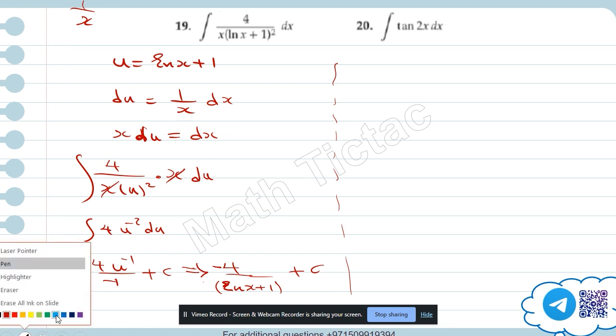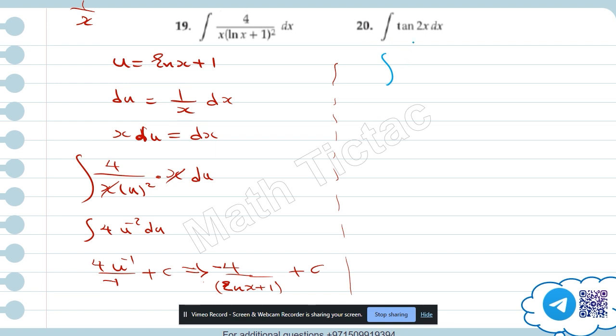Now the integration for question 20, we have a rule for finding the integration of tan 2x, but let's say you forget the rule. So how to solve this question? This is the integration of tan 2x. Tan x is equal to sine x over cosine x. This is an identity. So tan 2x is equal to sine 2x divided by cosine 2x dx.